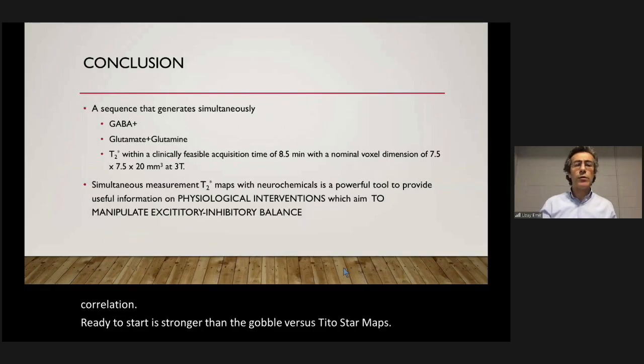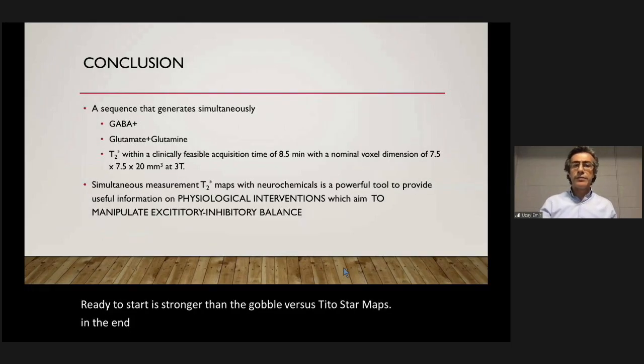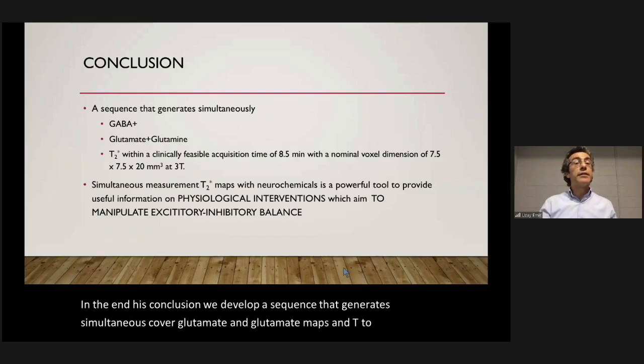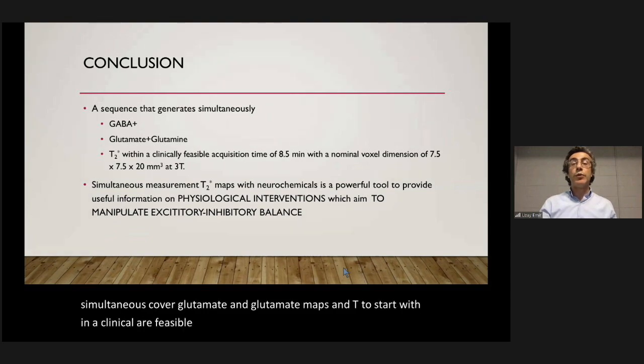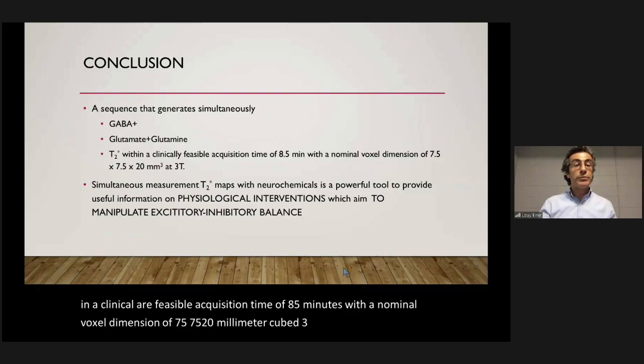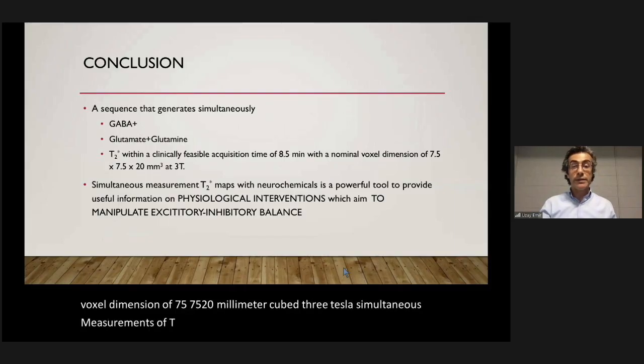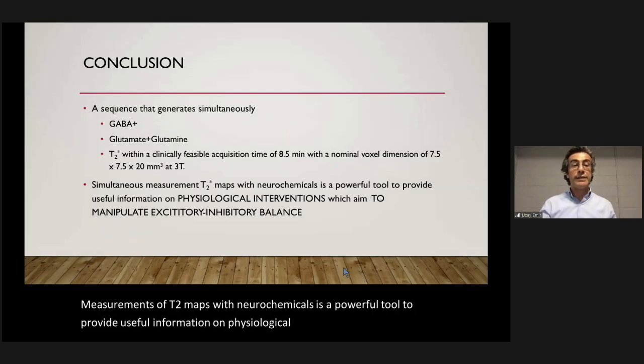In the end, as a conclusion, we developed a sequence that generates simultaneous GABA, glutamate and glutamine maps, and T2 star within a clinically feasible acquisition time of 8.5 minutes with a nominal voxel dimension of 7.5 millimeter cube at 3 Tesla. Simultaneous measurement of T2 star maps with neurochemicals is a powerful tool to provide useful information on physiological interventions which aim to manipulate excitatory and inhibitory balance.